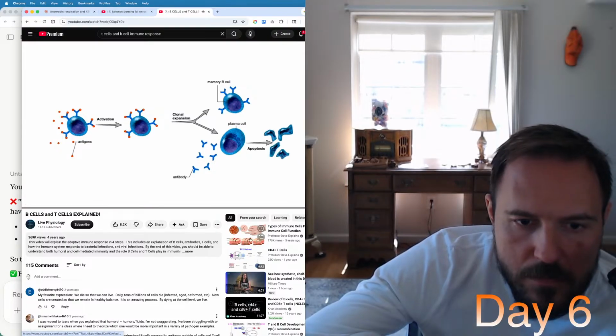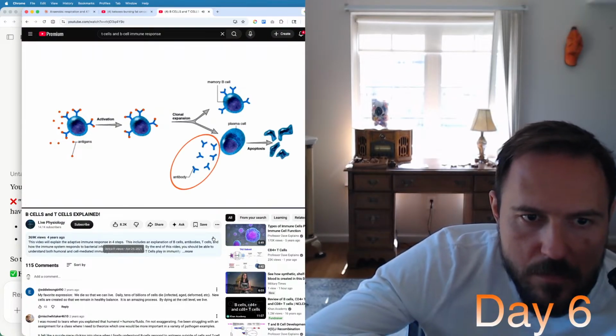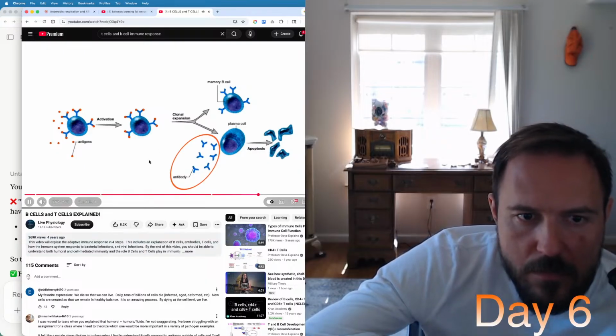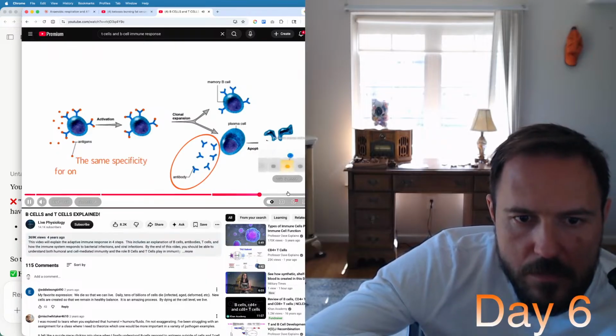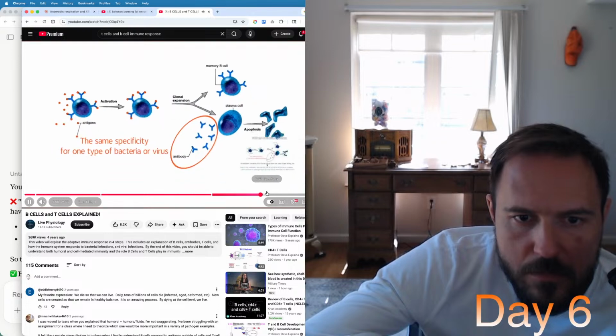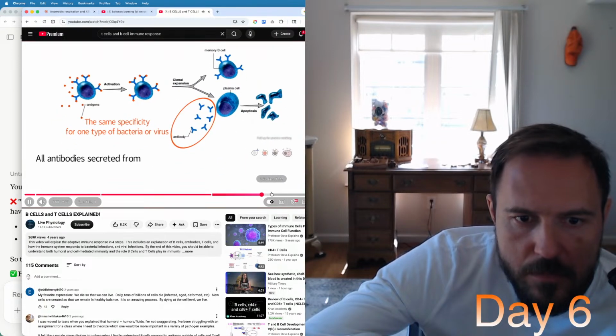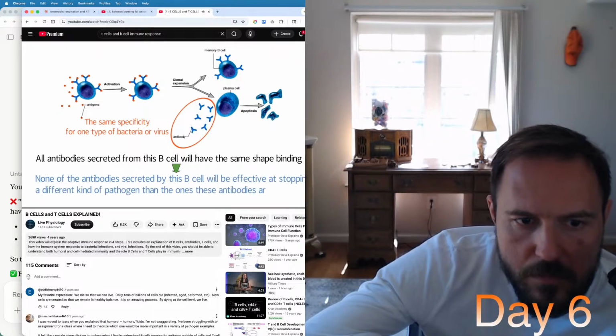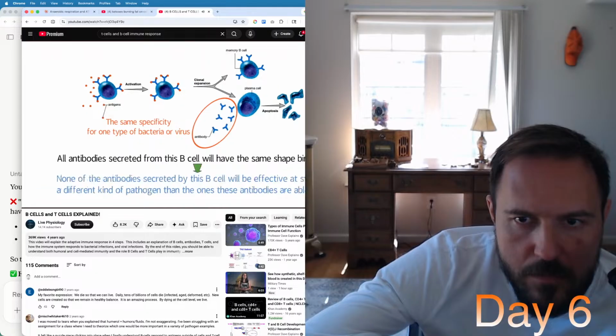One B cell can secrete one type of antibody, meaning the antibodies will all have the same shape to their binding sites, resulting in the same specificity for one type of bacteria or virus. However, since all antibodies secreted from this B cell will have the same shape binding site, this means none of the antibodies secreted by this B cell will be effective at stopping a different kind of pathogen than the ones these antibodies are able to bind.